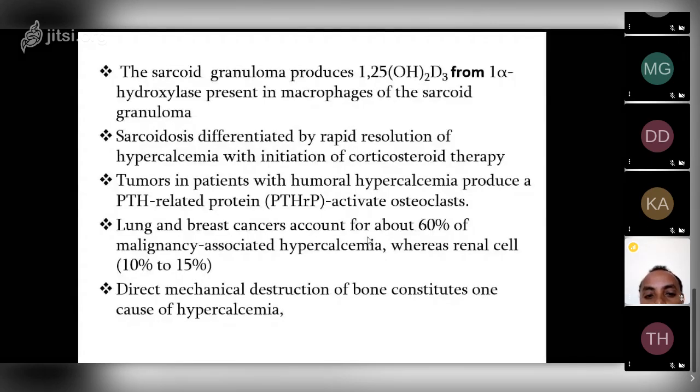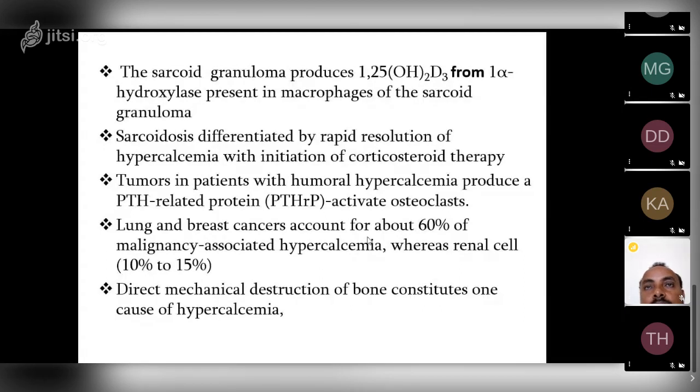In sarcoid, the granuloma produces vitamin D through 1-alpha hydroxylase present in the macrophages of the sarcoid granuloma. This vitamin D production increases the serum calcium level. Sarcoidosis is differentiated from other granulomatous diseases by rapid resolution of hypercalcemia with initiation of corticosteroid therapy.